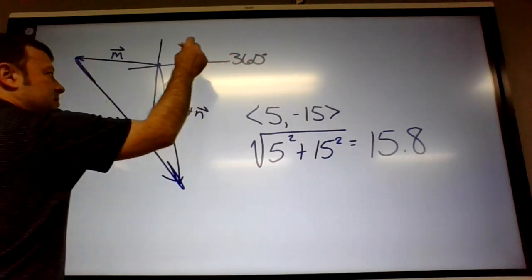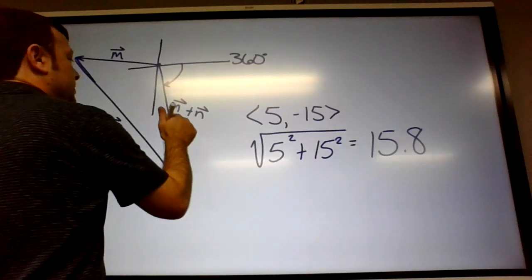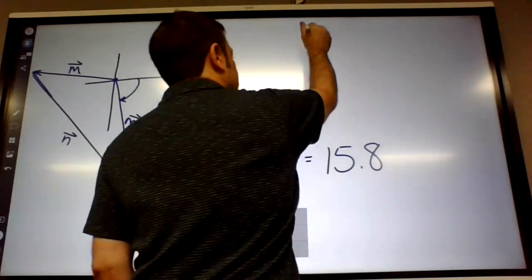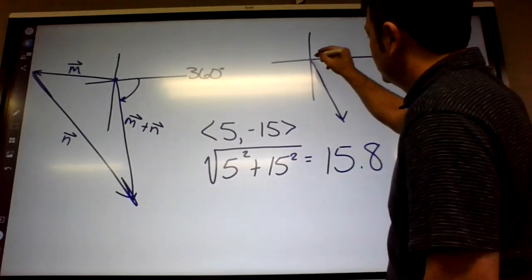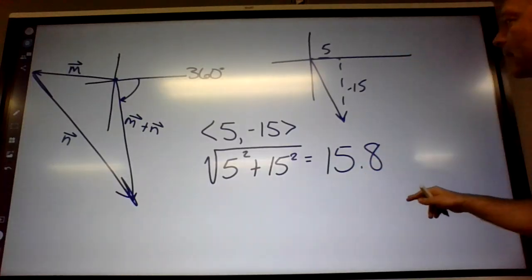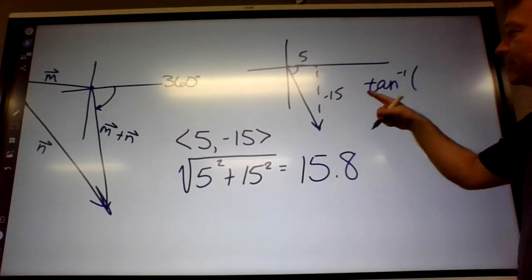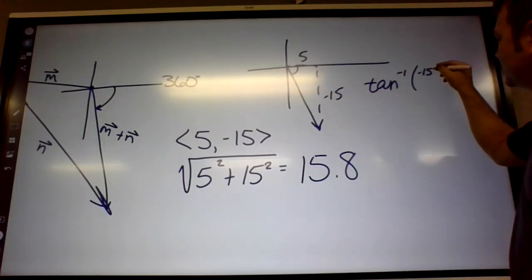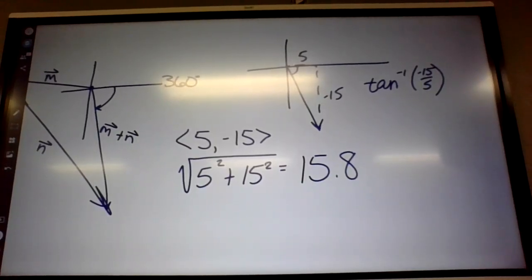So what we're gonna do, okay, let's just figure out what it is. Kind of feel like I should redraw my picture. So the vector looks kind of like that. It's 5 to the right and 15 down. So to find this angle, we need to do tangent inverse. Willow, you kind of missed this part. Tangent inverse of opposite over adjacent. And that should give us a negative angle, negative 71.6.